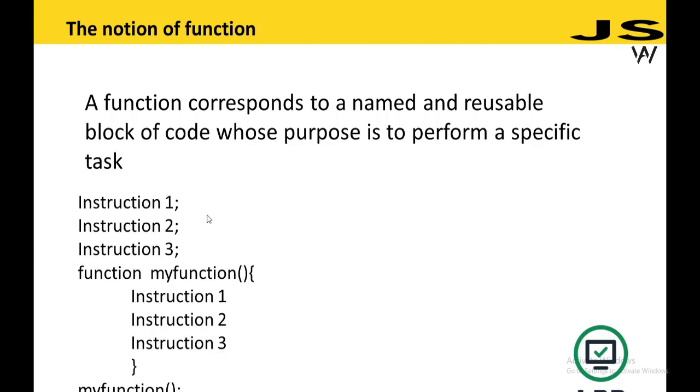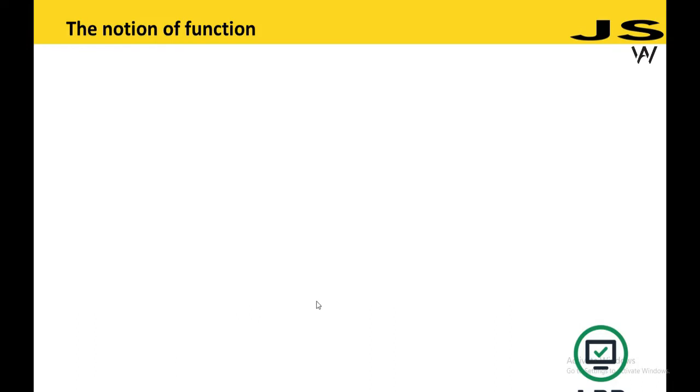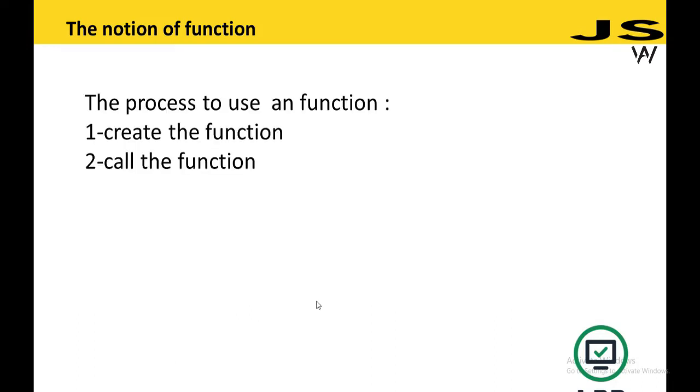The structure of a function: for example, we have instruction 1, instruction 2, instruction 3. This instruction means that we have, for example, console log hello, or we have a loop in instruction 2, or we have just a part of the code. We can create a function that does all this code, and we can call it after. Okay, so don't worry, we will go to an example. I will show you the process to use a function.